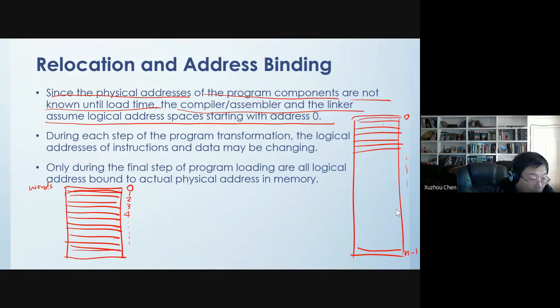Now this program, before you load the program, it's logical. They use the logical address. So the address starts from 0 all the way to whatever the size of the program. It could be L minus 1, right? So this is a total of L, the size of L words.